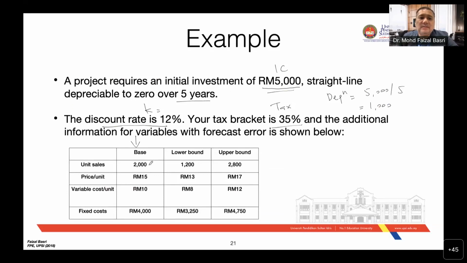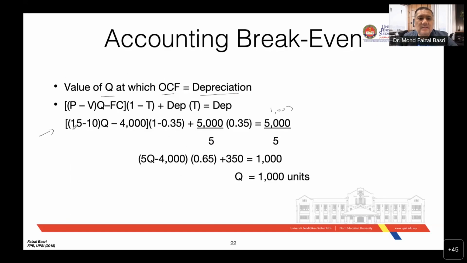So you need sales Q is 2,000, price is 15 ringgit, VC 10 ringgit, and the fixed cost is 4,000. Okay, so you slot in all the information accordingly. Just like our first example, the position is 1,000 times 35 equals the OCF of 1,000 ringgit. Okay, 1,000 ringgit is the OCF punya value. The unknown amount is Q. So we substitute all the information, solve the equation accordingly, and we get the Q at 1,000 units.